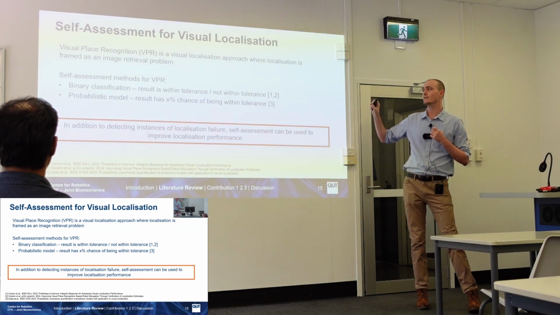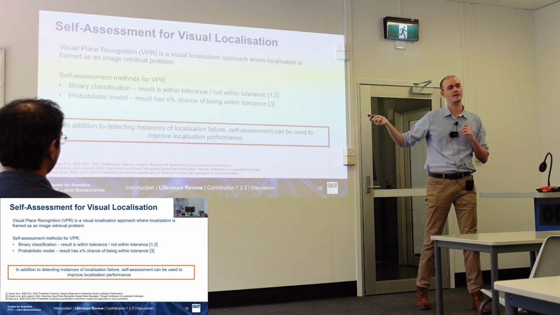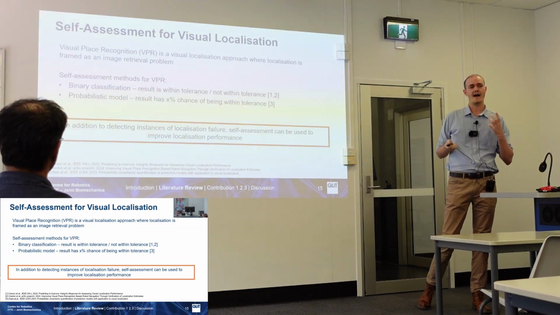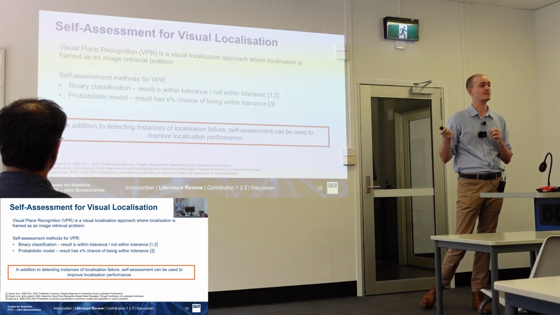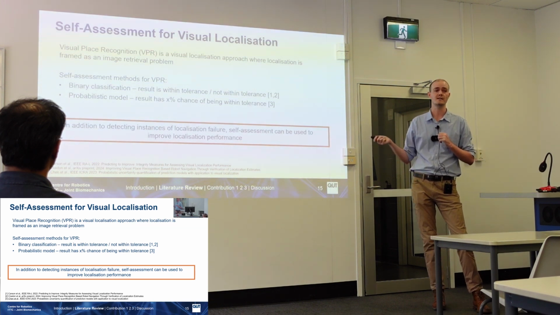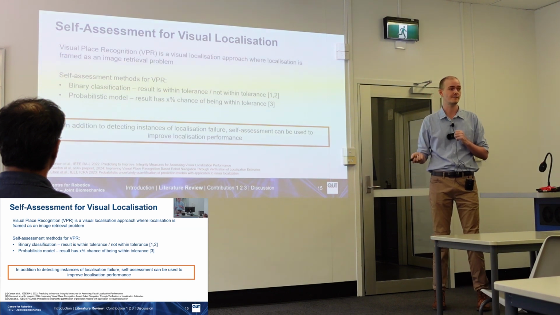Something that's really exciting, though, in the papers looking at self-assessment for VPR is that these approaches, using both different methods, have been shown to improve the accuracy of downstream localization tasks. So this means that in addition to helping to improve safety, self-assessment can be used to help us improve our localization estimates in the first place.